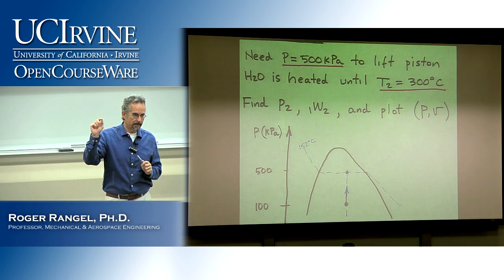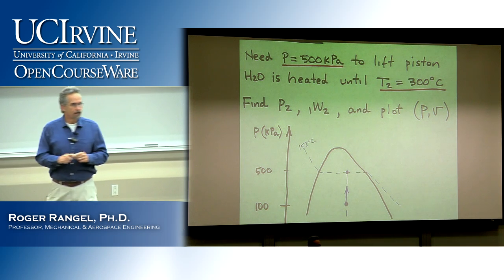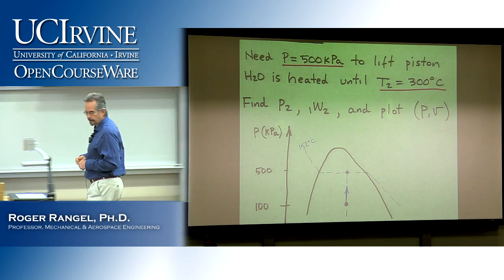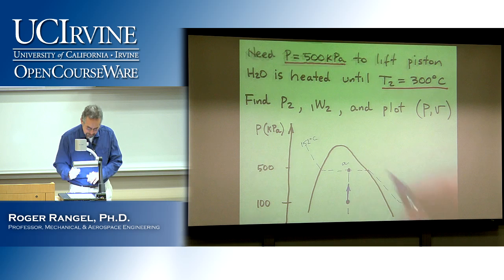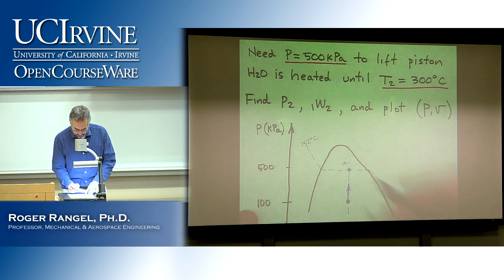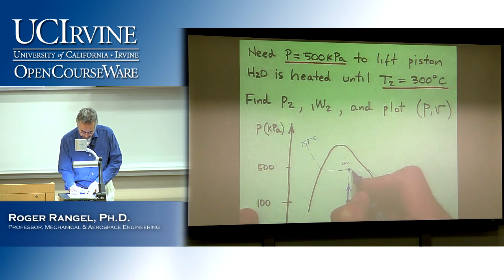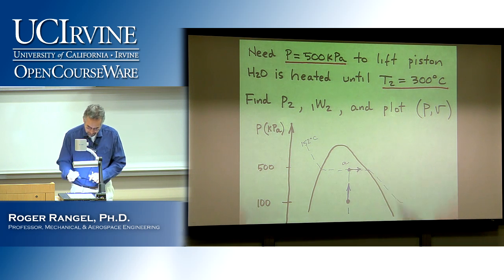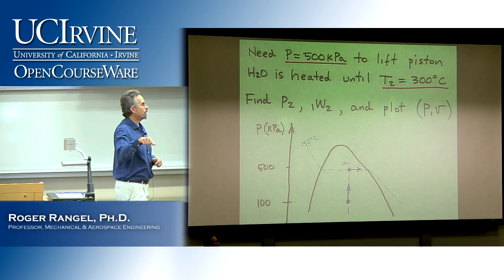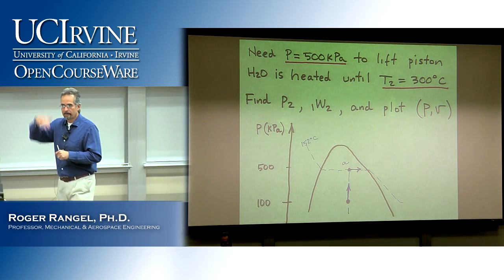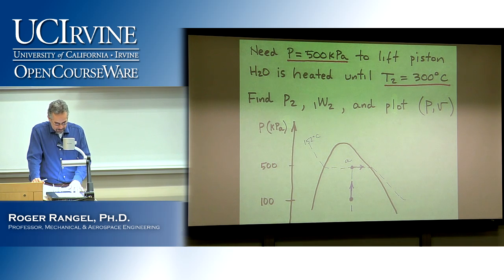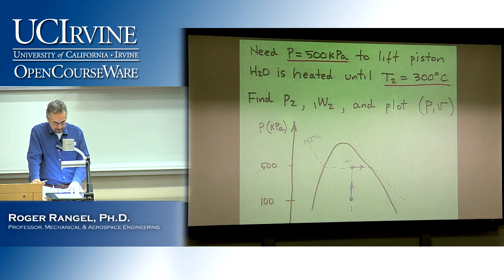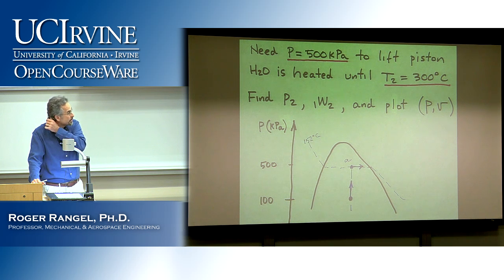Where does the process line take me? Horizontally to the right, right? So let's call this A, this intermediate state here, A. And now I know that I'm going to go straight to the right. Why? Pressure is constant. We already went through the exercise in the previous problem, right? Free moving piston, pressure is constant. So I'm going to go to the right, until I reach 300 Celsius.